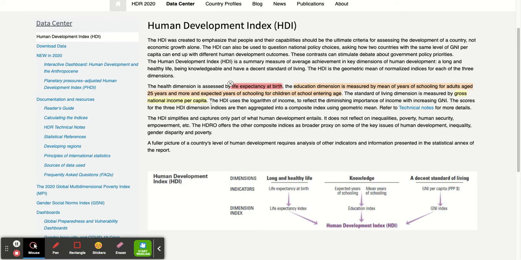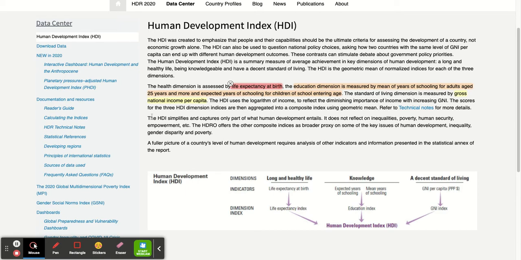Now I'll just read this part out below and explain what this means. The HDI, or the Human Development Index, uses the logarithm of income to reflect the diminishing importance of income with increasing GNI. What this means is that for wealthier countries who earn a lot of money, the more money that they earn, the less important that is to measuring well-being. And so that point is less important, so they reduce the impact of that on the Human Development Index.